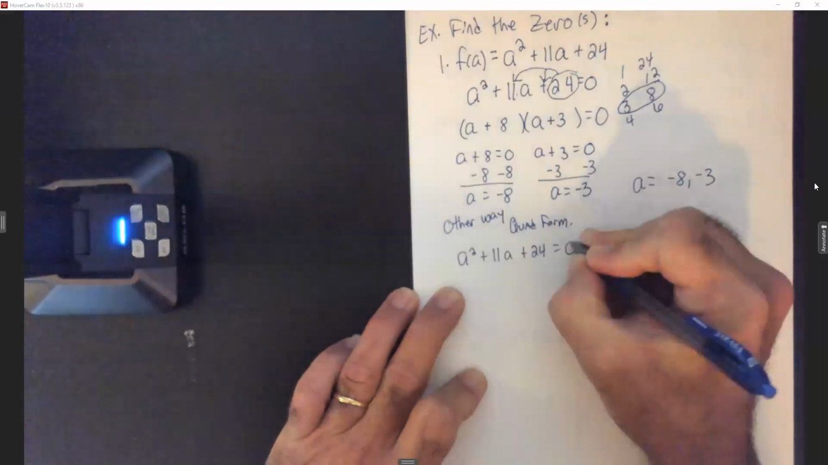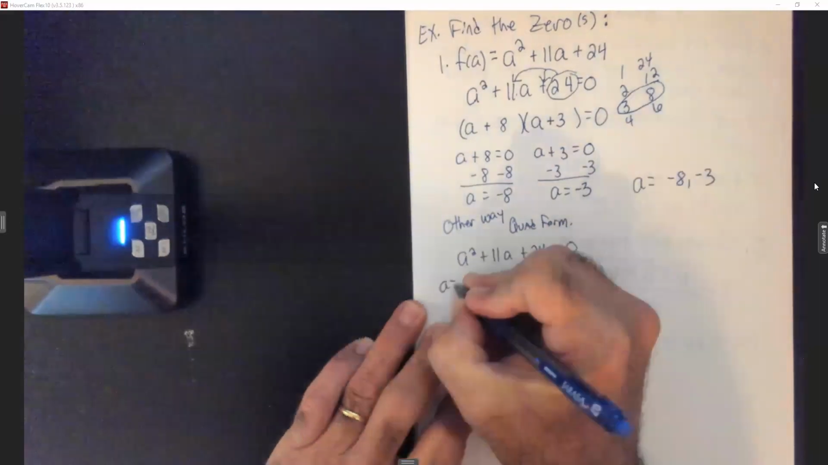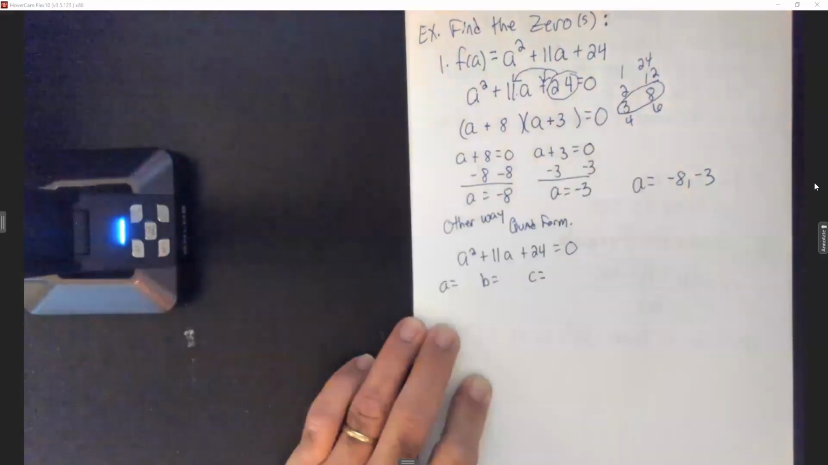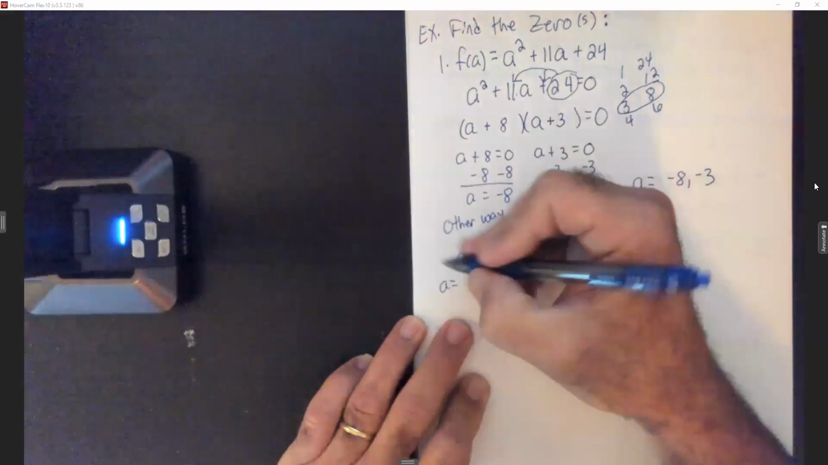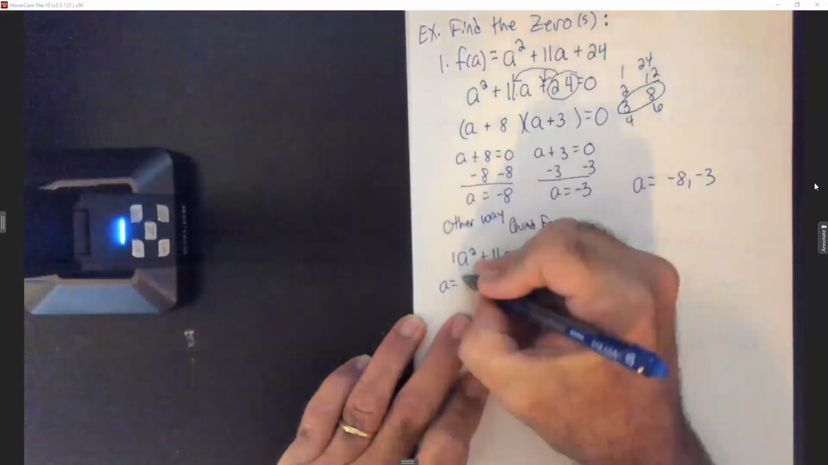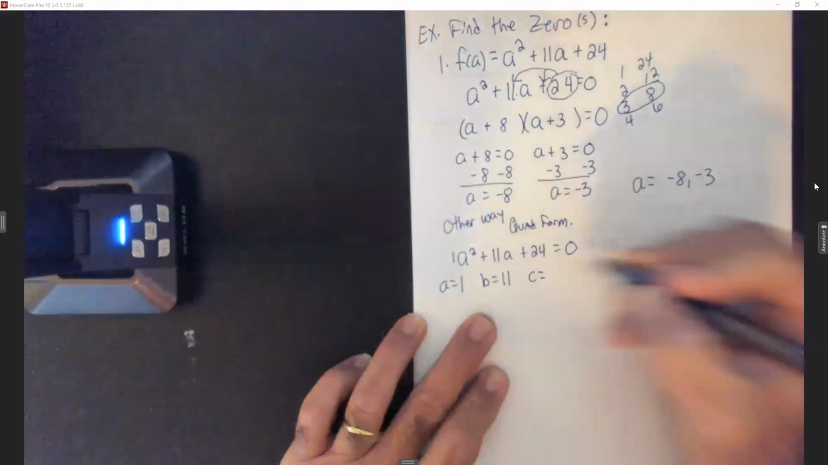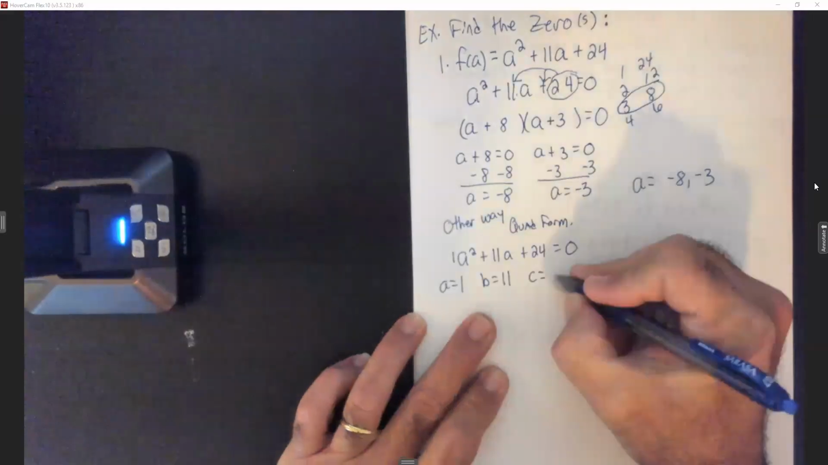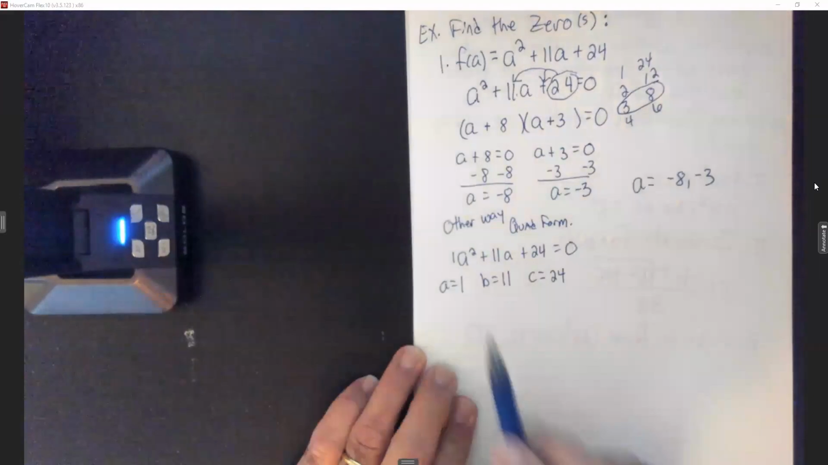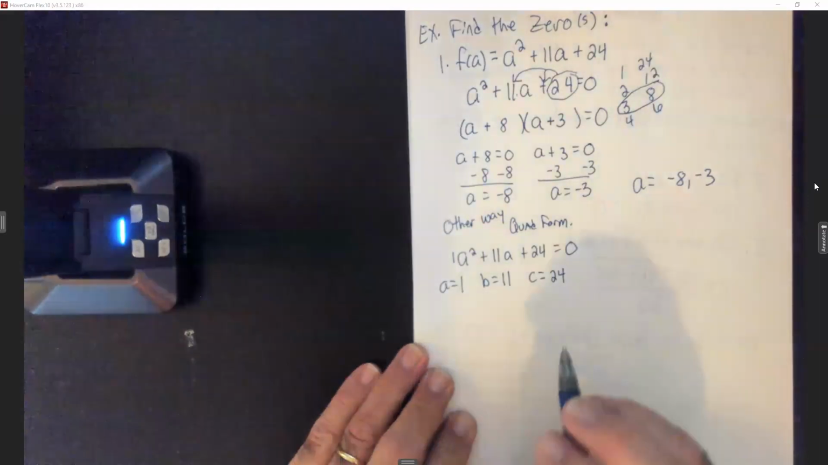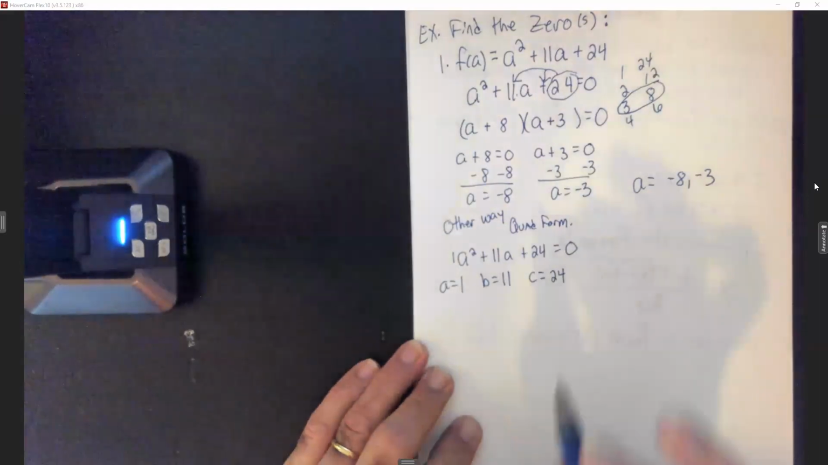Now to use the quad, you got to figure out what your A is equal to, your B is equal to, and your C is equal to. These are only numbers. So that would be a 1 since there's no number in front of the a squared. B would be 11, and C would be 24. You cannot put variables into the formula, only the numbers. And if you use the calculator program I gave you, only the numbers, no variables.